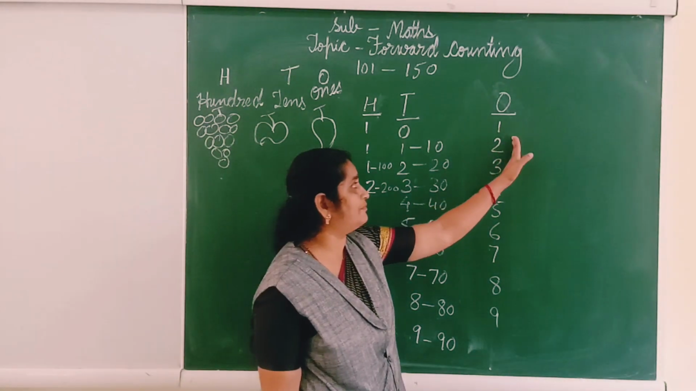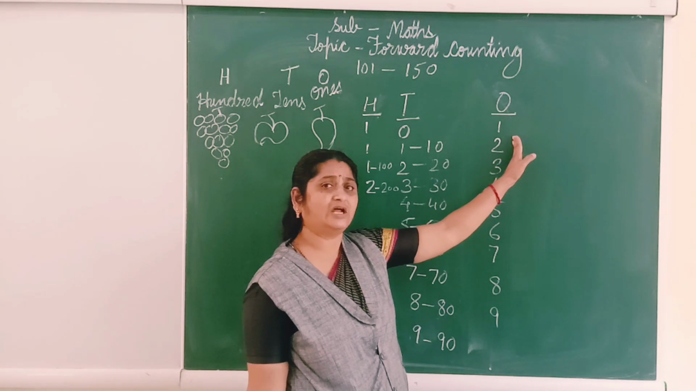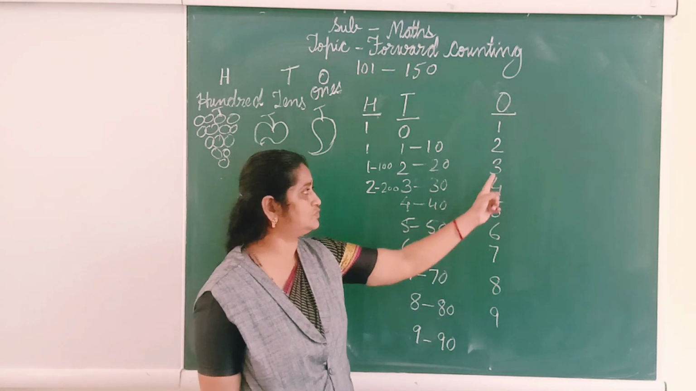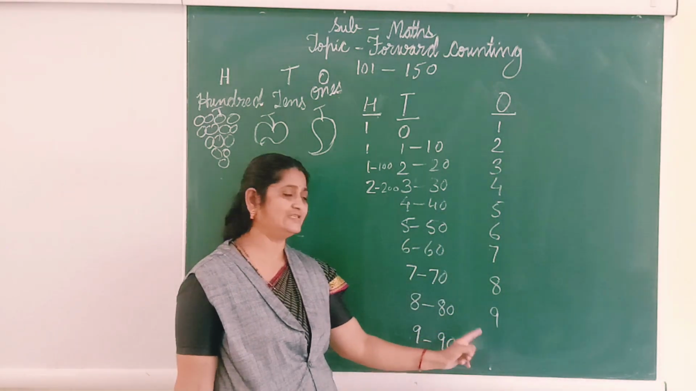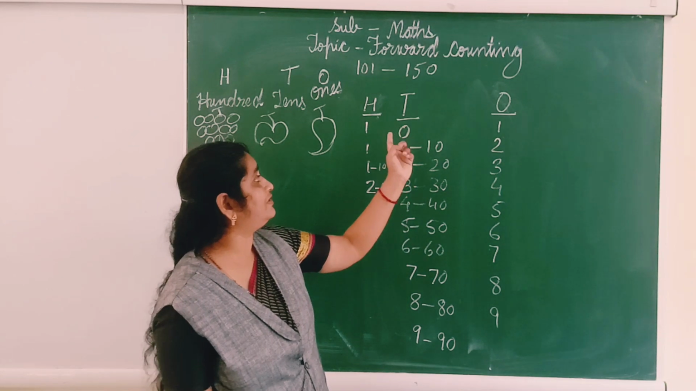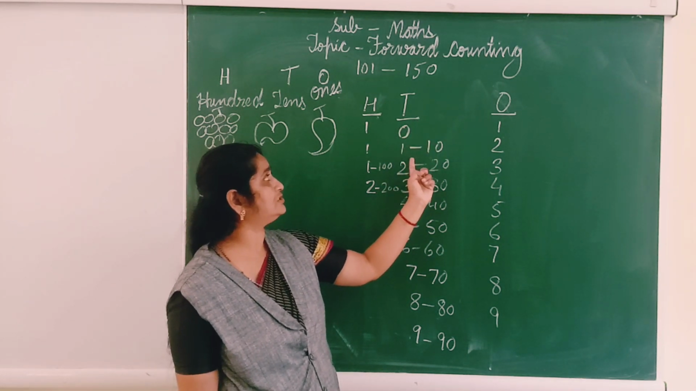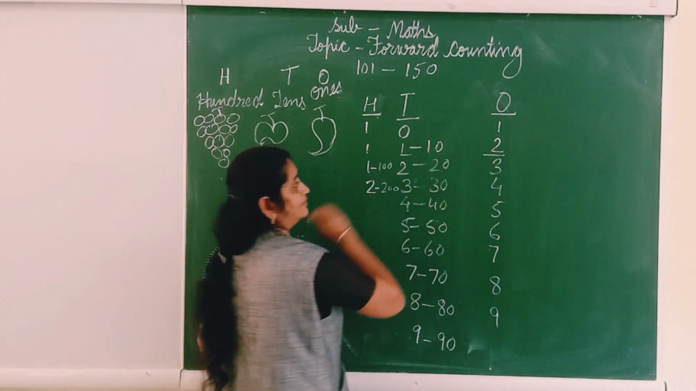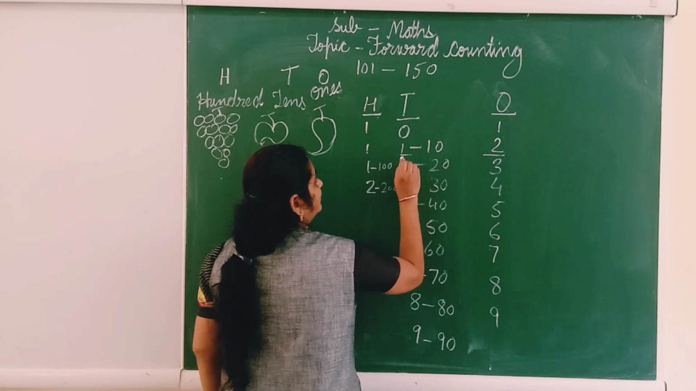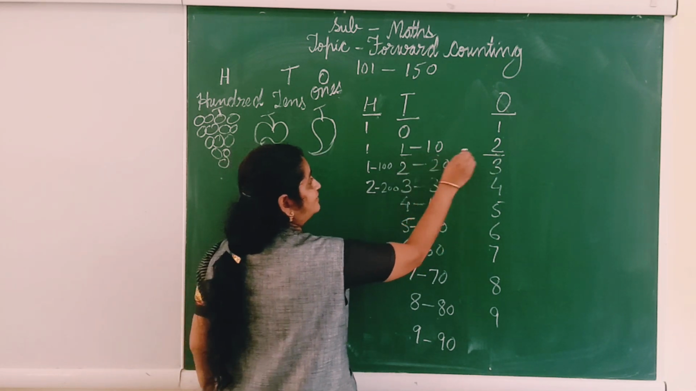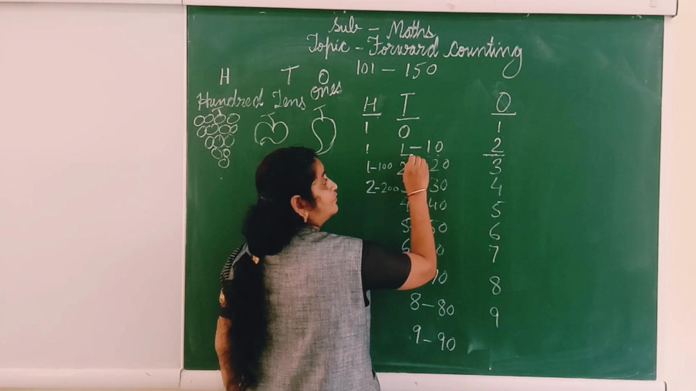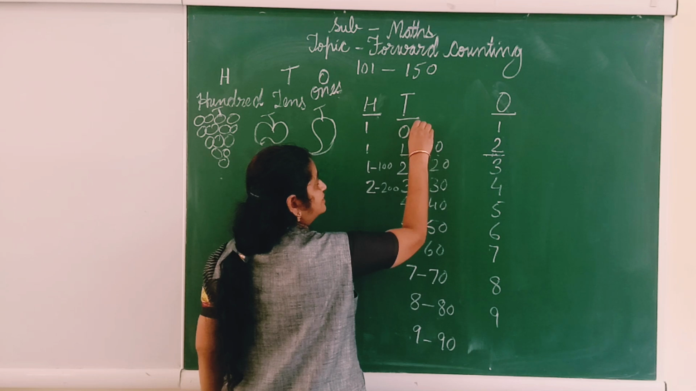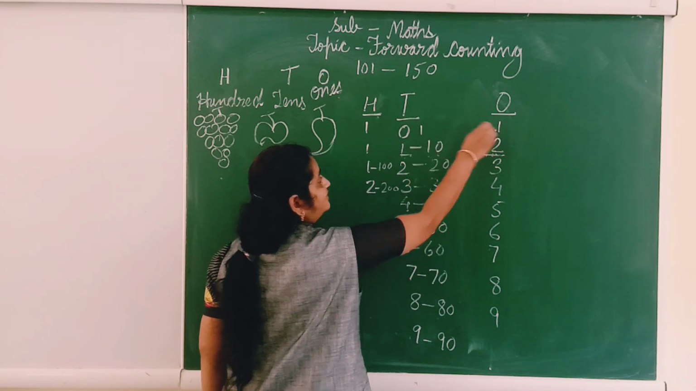When we read a number written under O, we read it as it is written: 1, 2, 3, 4, 5, 6, 7, 8, 9. But when we read numbers coming under T, we read these two numbers together. See, 1 and 2 we will read as 10 and 2 is 12. If 1 was written over here, 1 and 1 was 11.